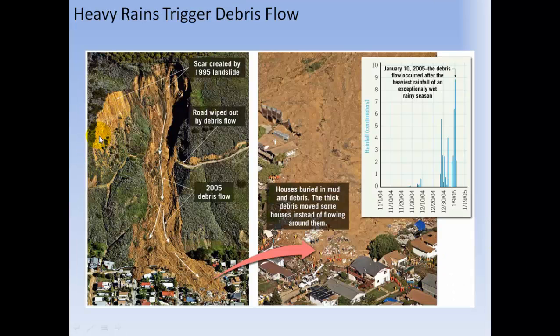Here's a scar caused by a 1995 landslide. The road down here is wiped out by all this material that flowed downslope and covered the roadway. And there was a second landslide in 2005. The debris flow went all the way into the town. Houses were buried in the mud and debris. The thick debris moved into some houses instead of flowing around them.